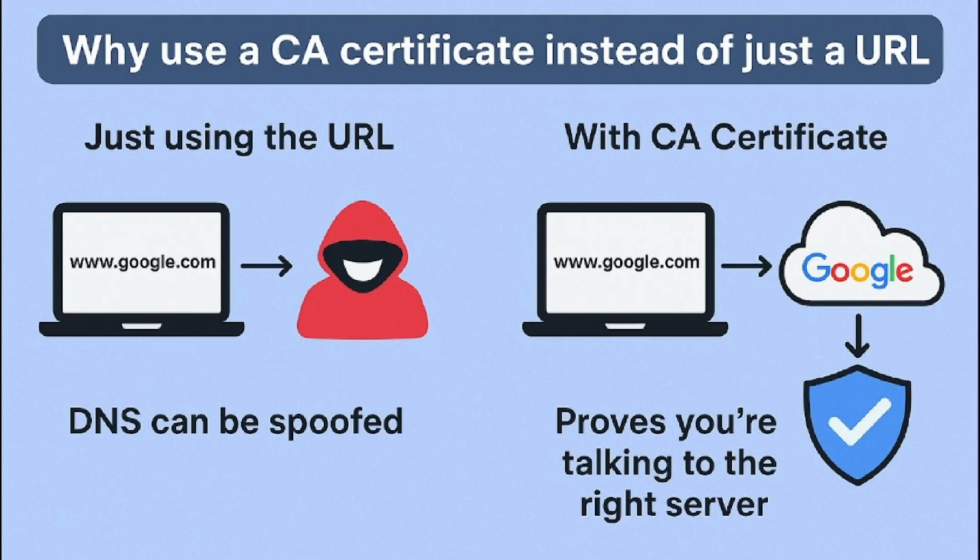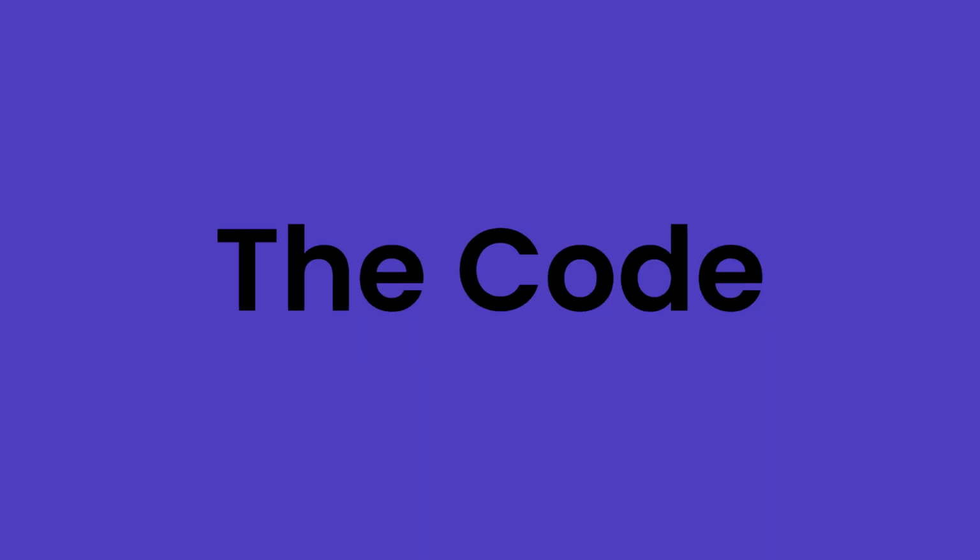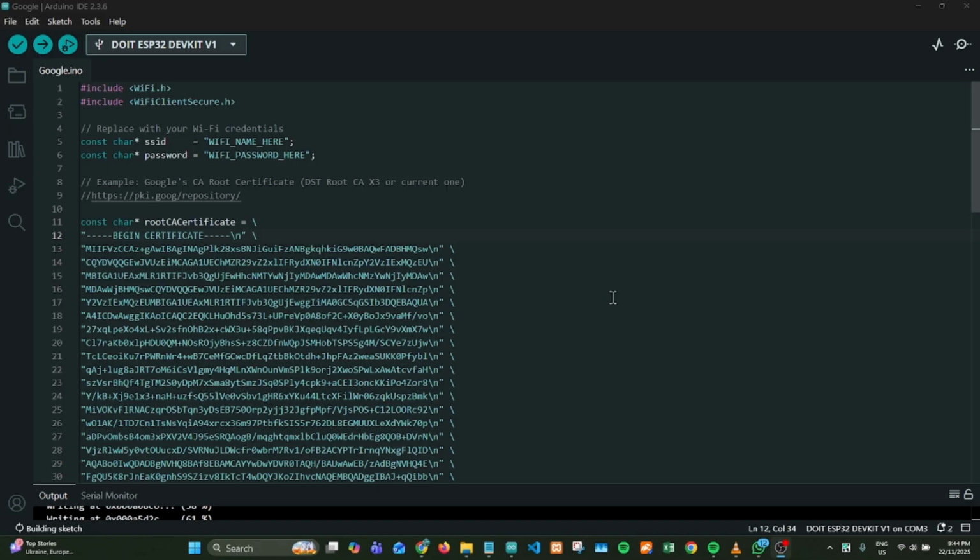So remember, always use a CA certificate when setting up a secure HTTPS connection on your device. It's a small step that makes a huge difference in security. So let's look at the code on how we can do this with our ESP32. Okay, now without further delay, let's look at the code.